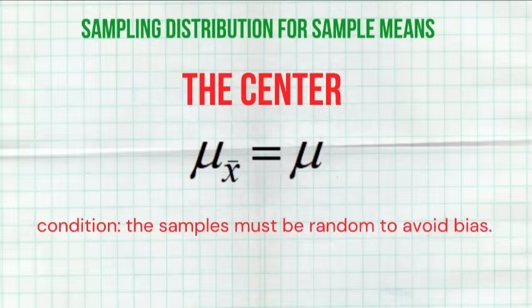This would literally be a mean of means. So again, we have a bunch of x bars, a bunch of means, and if we were to take the mean of all those x bars, we should get the true mean smack dab in the center, which would mean that we have an unbiased estimator. Now, of course, we have that condition that the samples must be random to avoid bias. Now, next up we have the spread.